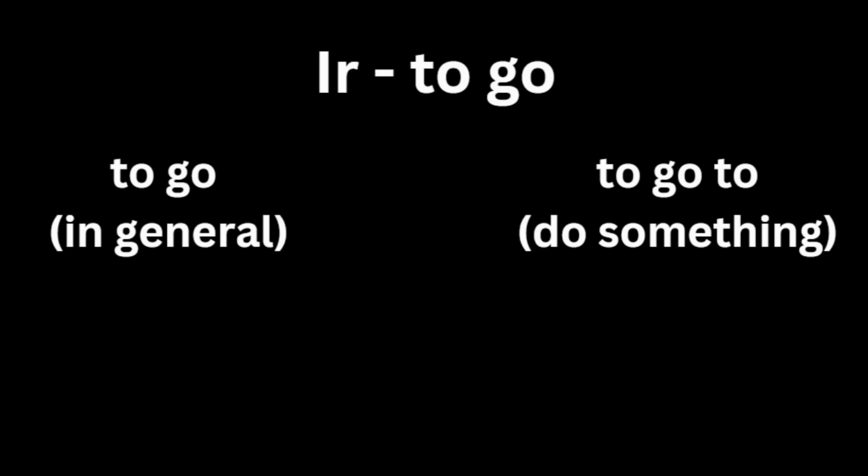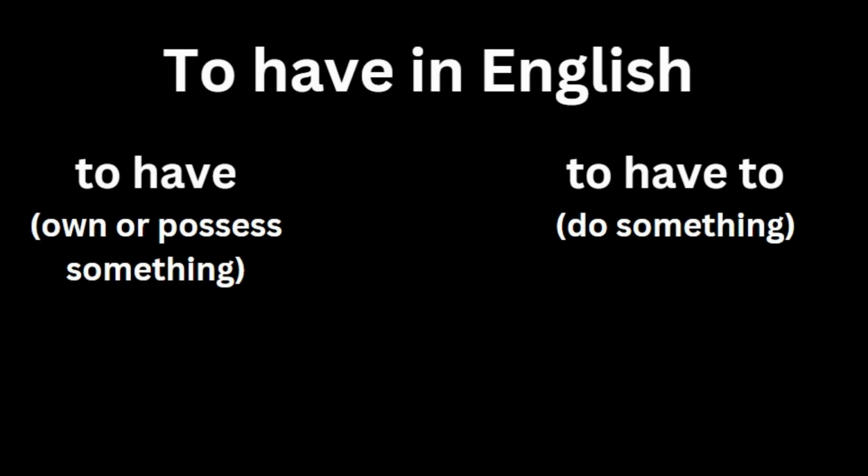Like I said in my ir video, the verb tener likewise has tricky uses that are not that complicated. With ir, there's a big difference between saying to go and to go to. To go means to go somewhere in general, whereas to go to indicates that one will do something in the near future. The verb to have, both in English and Spanish, has the same concept of to have and to have to. To have indicates that one owns or possesses something, whereas to have to demonstrates that one has to do something in the close future.